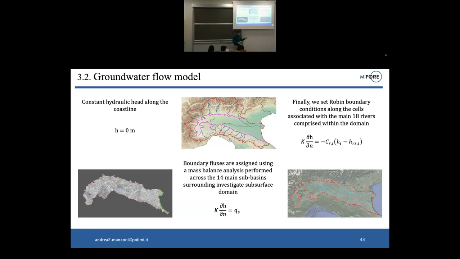The second phase of the groundwater model step is the setup of the boundary condition.